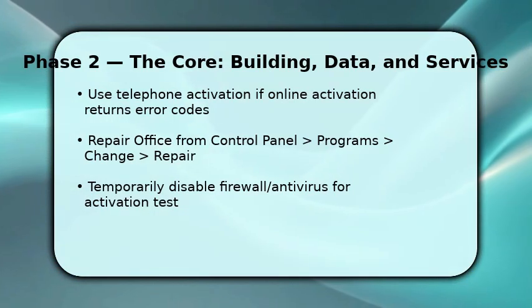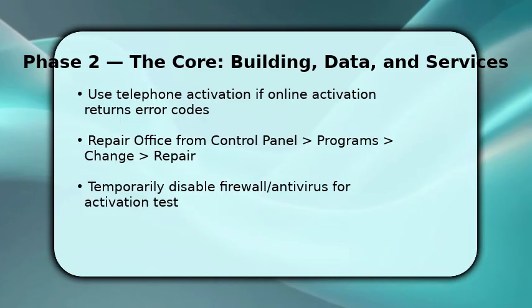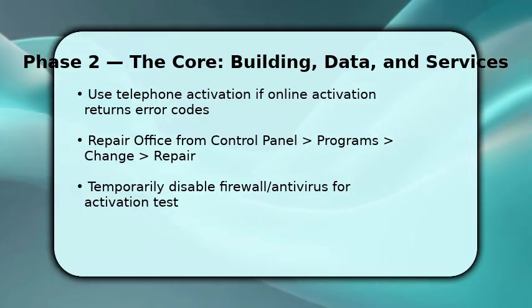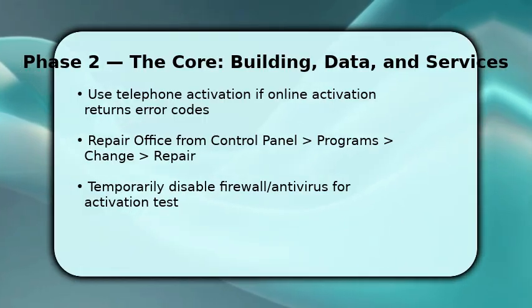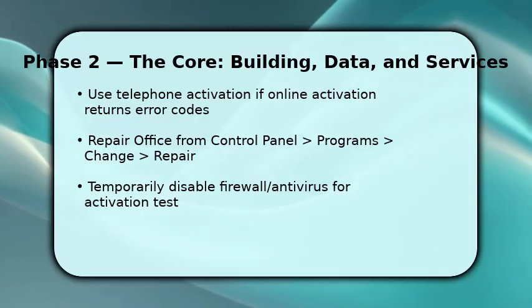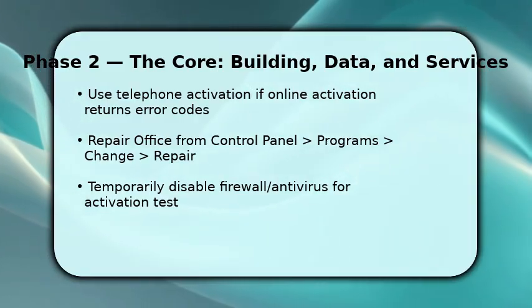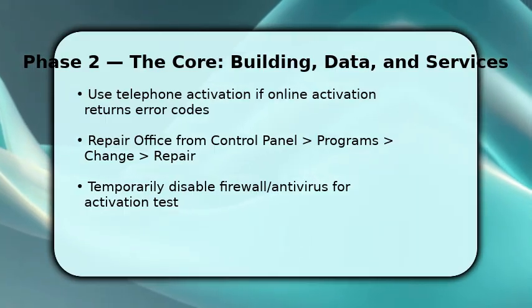Now you tackle the common mid-process hurdles. If online activation returns an error code, try telephone activation. Follow the on-screen prompts to get the install ID and call Microsoft's automated system. It often succeeds when servers or proxies block requests. Also run Office Repair via Control Panel. This fixes corrupted components that block activation.